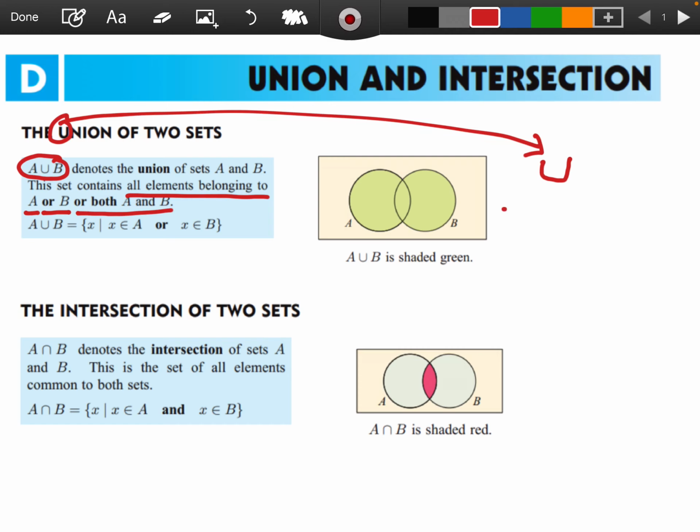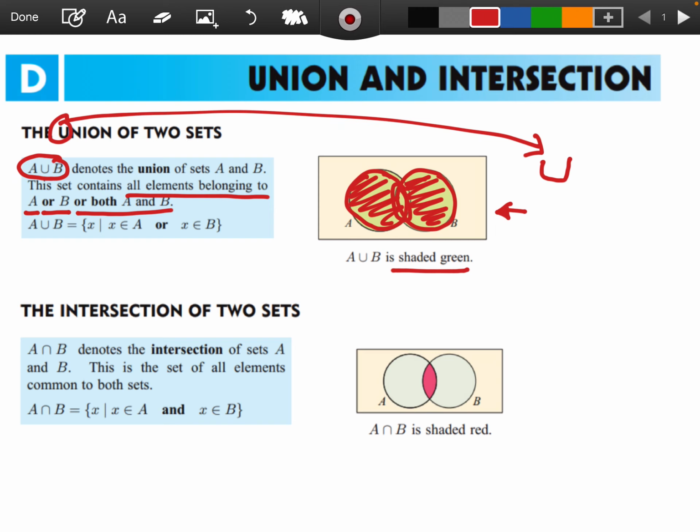In the diagram that we have here on the side, union is represented by everything that is shaded in green. So it's everything that is in A, everything that is in B, and everything that is in the middle. It's everything that encompasses both of those circles entirely, plus the overlapping section. So union is everything in A, everything in B, and everything that's in both.